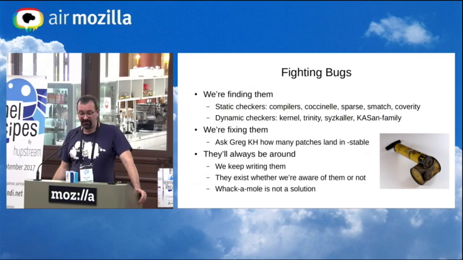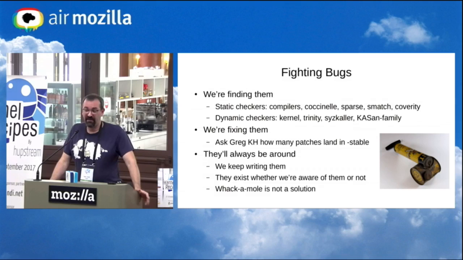So as of the 4.9.49 stable release, there were 3,593 patches, which is about 73 bug fixes per stable release at that time, which is big, and Greg is nodding his head. So we're definitely doing a good job finding bugs, but we're going to keep writing them. They exist whether or not we're aware of them. And ultimately, just fighting bugs isn't enough. So we need to keep going.